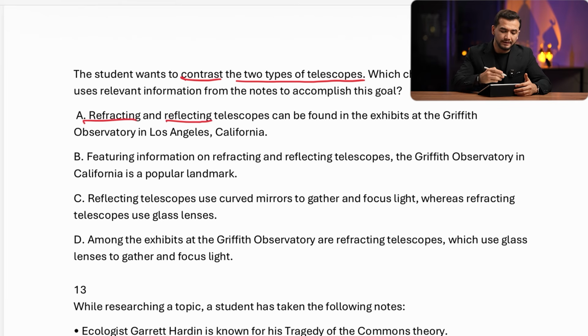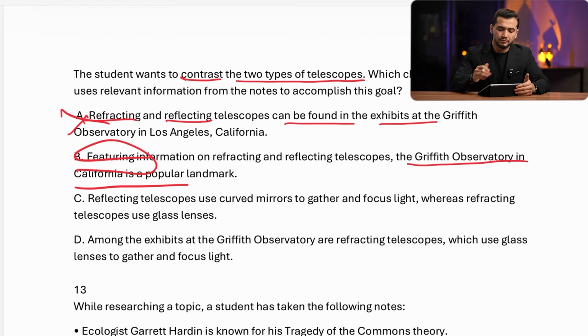Let's see, refracting and reflecting telescopes can be found in the exhibits and something in California. Okay, there's nothing about comparison, contrasting actually. It's more of a similarity, I would say, because both telescopes can be found at one place. So no contrast. B. Featuring information on refracting and reflecting telescopes. Okay, the used information. Okay, there's no contrast again. It's actually about an observatory, which is a popular landmark.